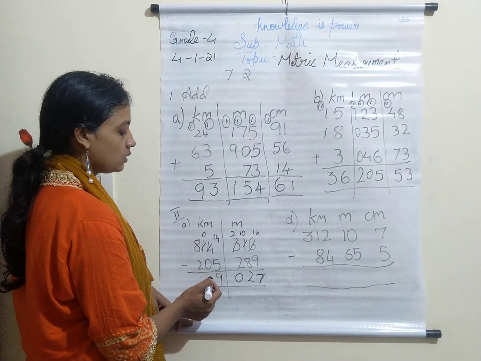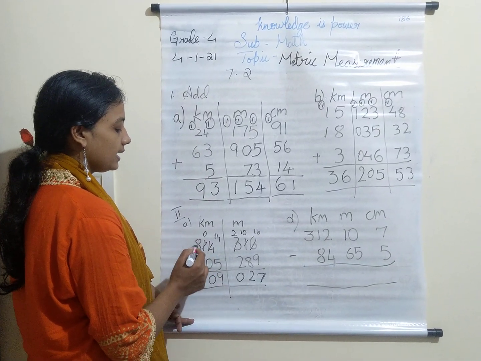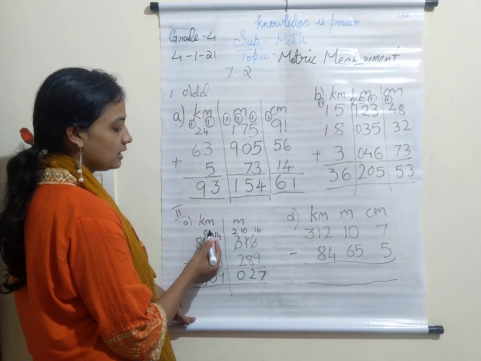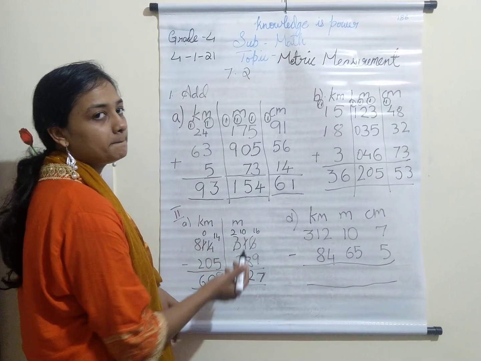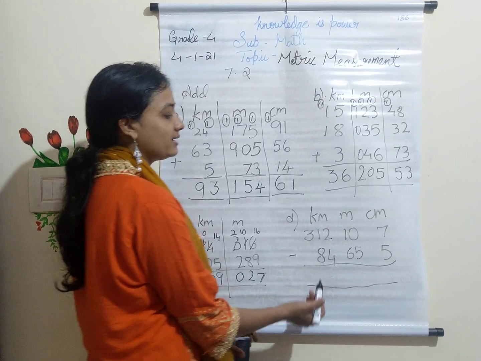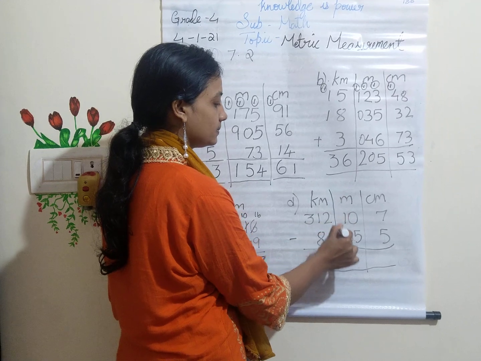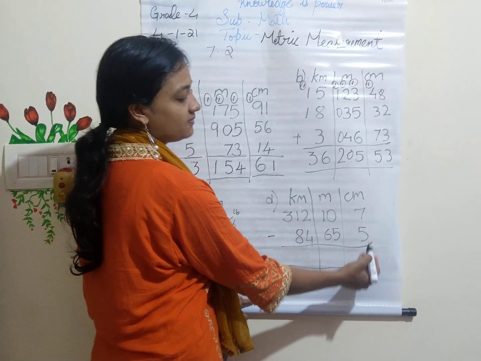0 minus 0 would be 0. 8 minus 2 is 6. So the answer would be 609 kilometers, 27 meters. So now let's try the D one where you have all the 3 units. 7 minus 5 would be 2.